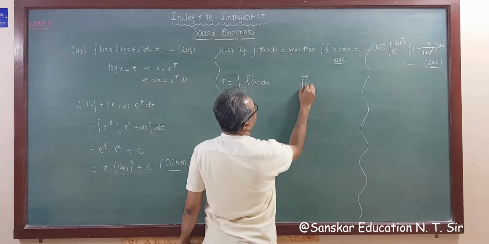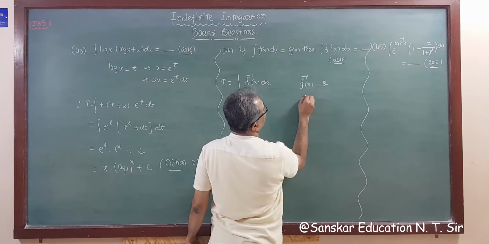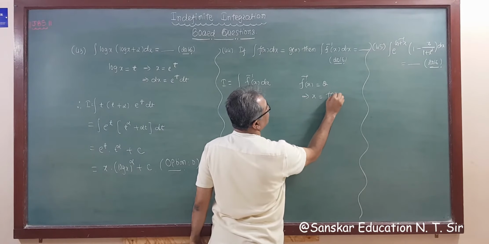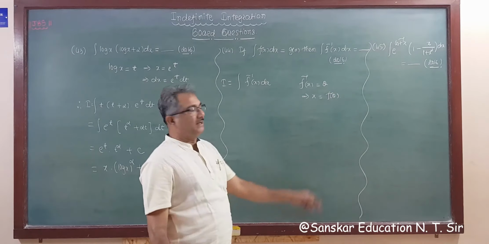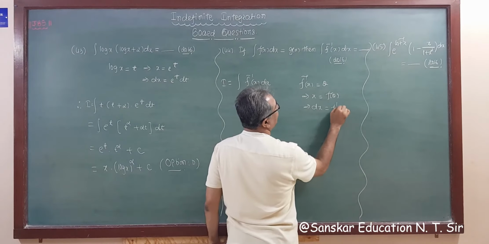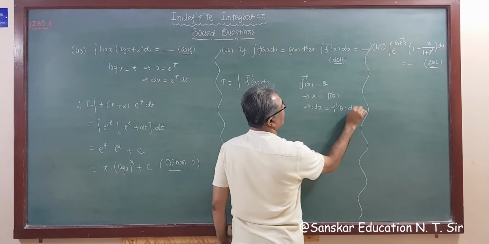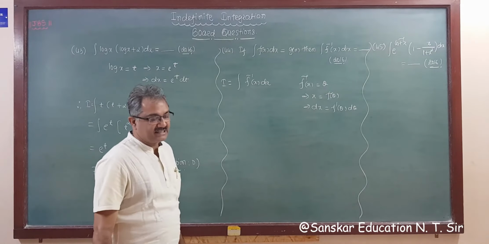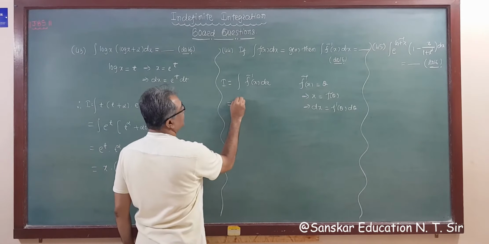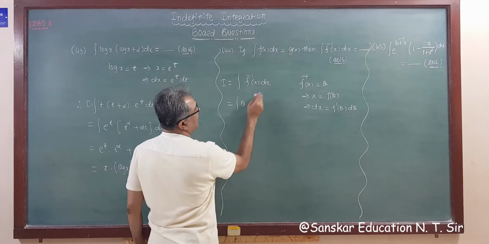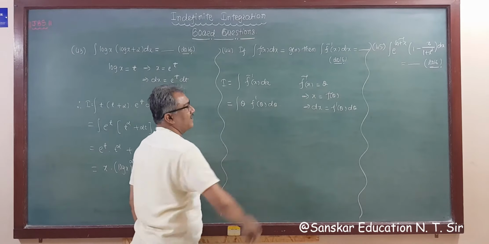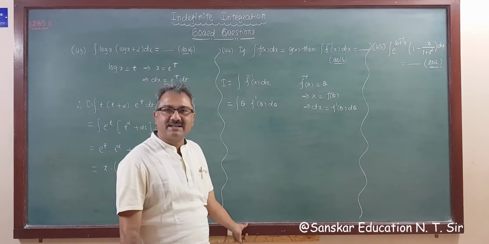If we assume f inverse x is equal to theta, this implies x is equal to f theta. So x becomes f theta, and the derivative of this, that is dx, is equal to f dash theta d theta. Right? So writing this, integration of f inverse x is theta and dx is f dash theta d theta.